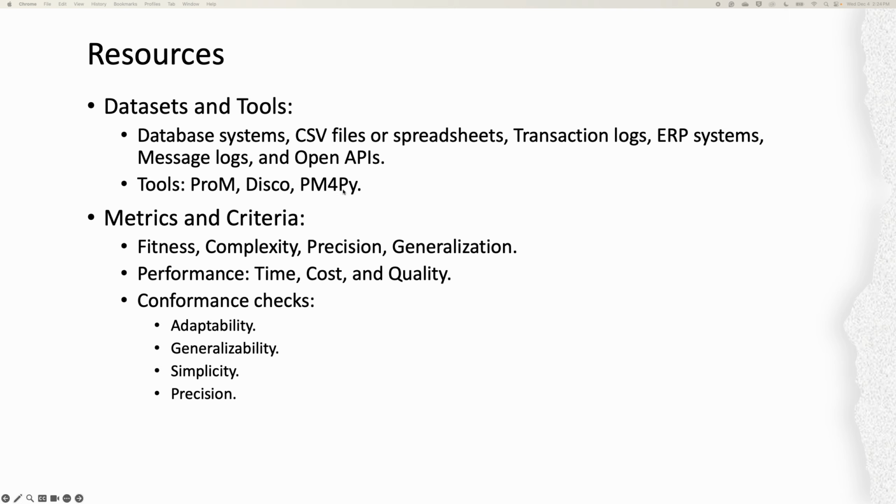And then we also have metrics and criteria on which this is checked. The key metrics that we look at are fitness, complexity, precision, generalization, and then the conformance checks. Those are done based on adaptability, generalizability, simplicity, and precision. Also, the performance, as we all know, is based upon the time, the cost, and the quality of the process or the product.